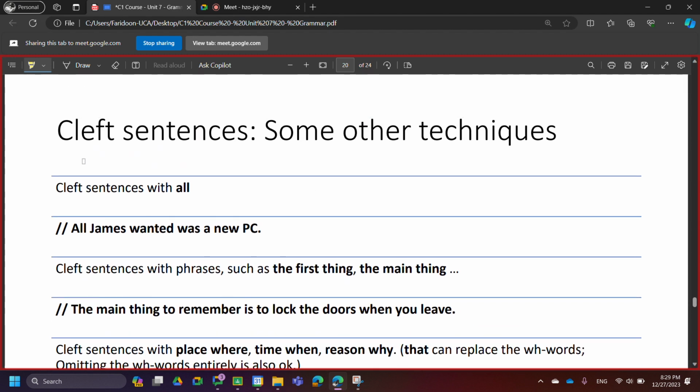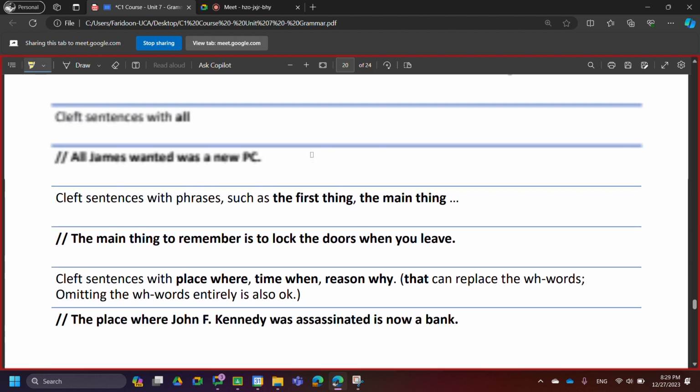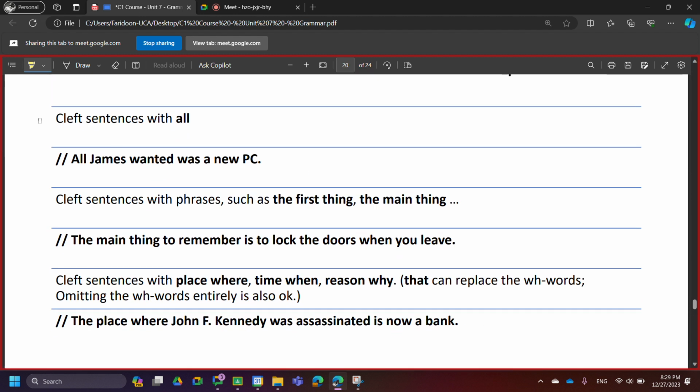And cleft sentences, some other techniques before we go to the it cleft sentences. So you can start cleft sentences with the word all. For example, all James wanted was a new PC. You can have cleft sentences with phrases like the first thing, the main thing, and so on. For example, the main thing to remember is to lock the doors when you leave.